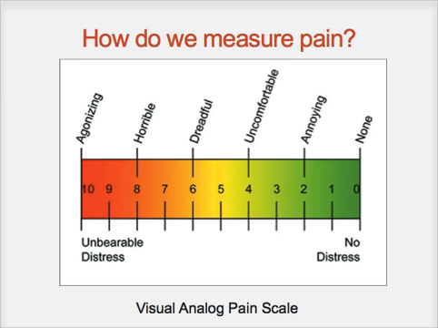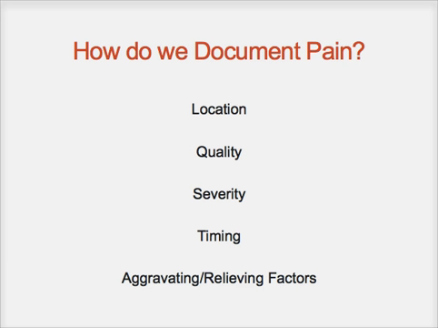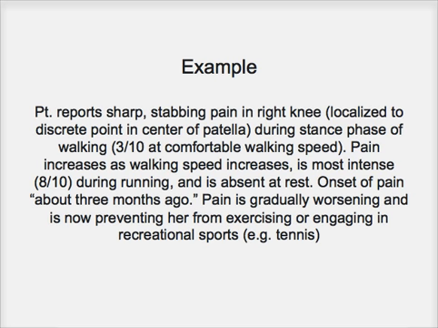There are a couple of ways we measure pain. We've got the visual analog pain scale, which we're all familiar with. We also have the numeric pain rating scale, both used pretty intensively in research. Just depends on exactly where we're going to be doing the research. How do we document pain? We document it by the location of the pain, the quality of the pain, the severity of the pain, the timing, and obviously the aggravating and relieving factors.